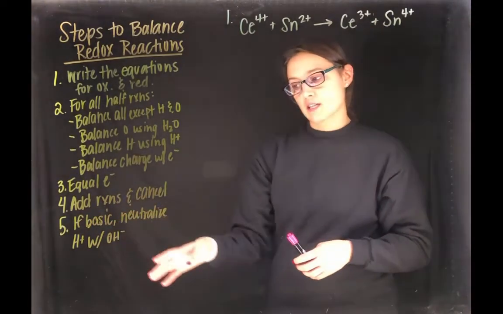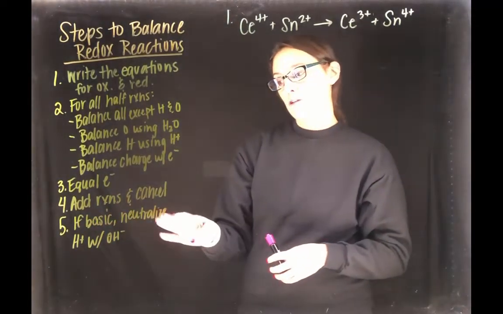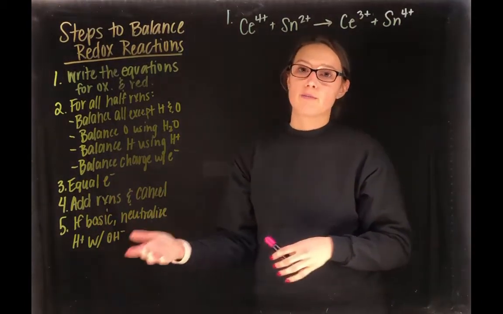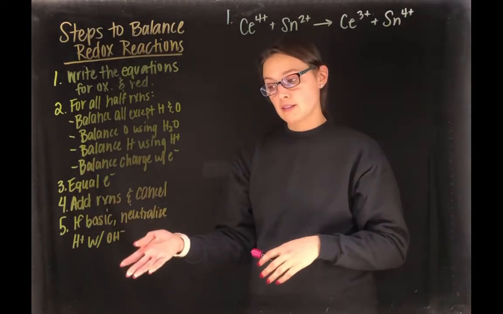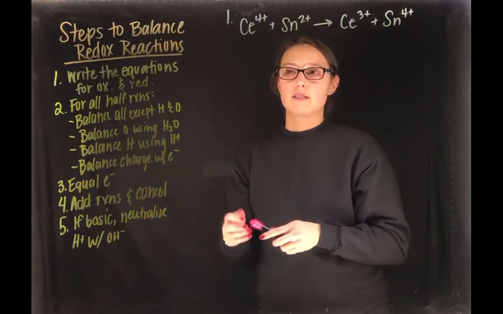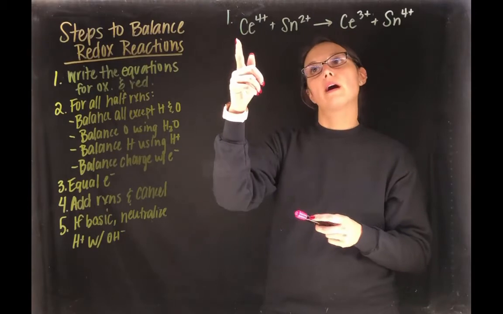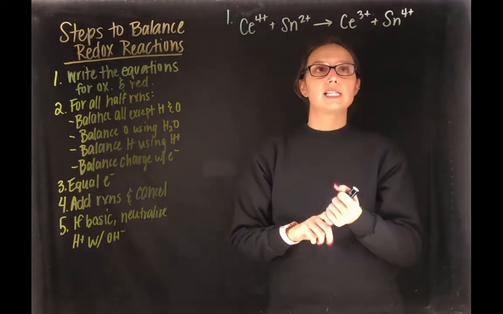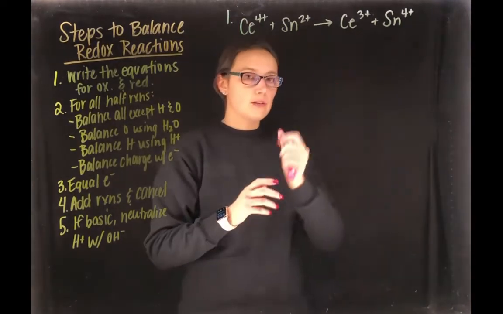If it's in basic solution, then we neutralize the H+ that was added with the correct number of OH minuses to create water, and then we make sure everything is balanced. So we're going to go ahead and look at number 1. Number 1 is Ce4+ plus Sn2+ yields Ce3+ plus Sn4+.